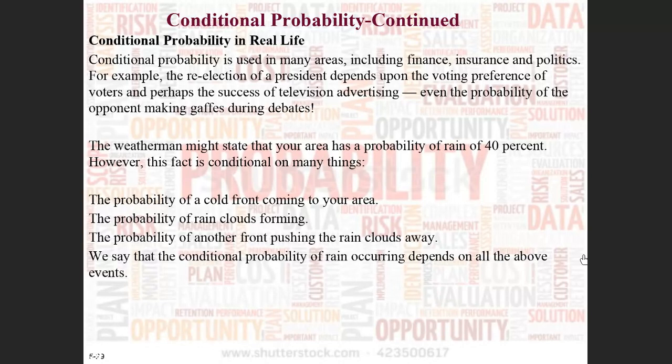The weatherman might state that your area has a probability of rain of 40%. Okay? However, this fact is conditional on many things. The probability a cold front is coming to your area. The probability rain clouds are forming. The probability of another front pushing the rain clouds away. We say the conditional probability of rain occurring depends on all of the above. I will just give you a little anecdote.